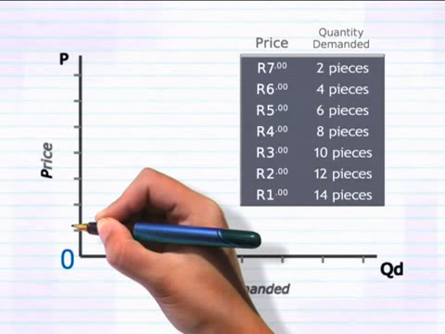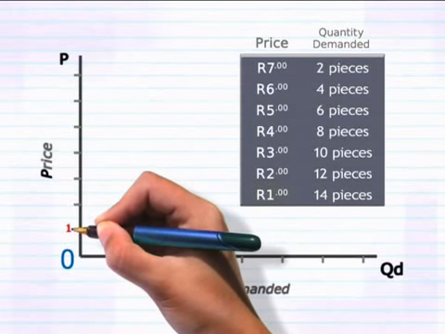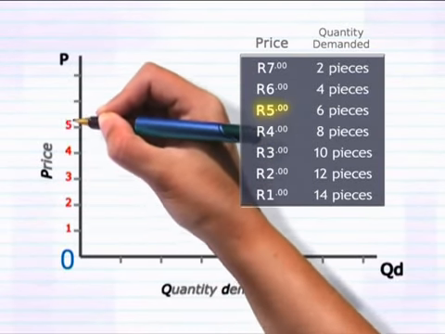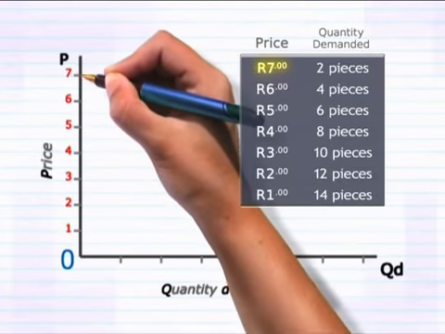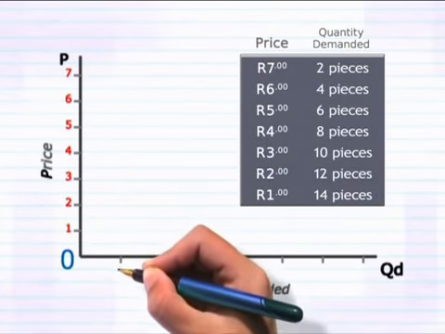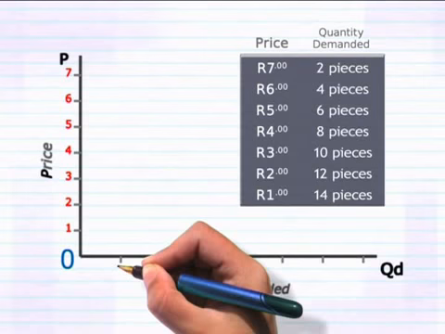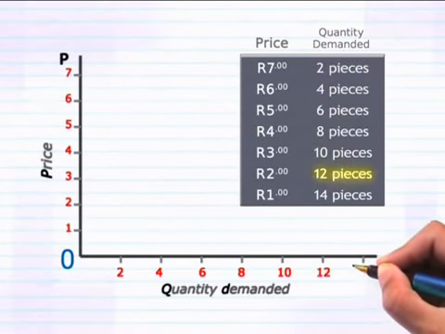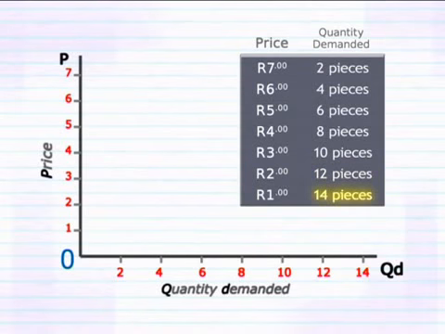We'll start with the price values. Moving up from the origin, our first value is 1 rand, followed by 2 rand, 3 rand, 4 rand, 5 rand, 6 rand, and of course 7 rand. And I do the same for the quantity demanded values, which start with a quantity of 2, then 4, 6, 8, 10, 12, and 14.